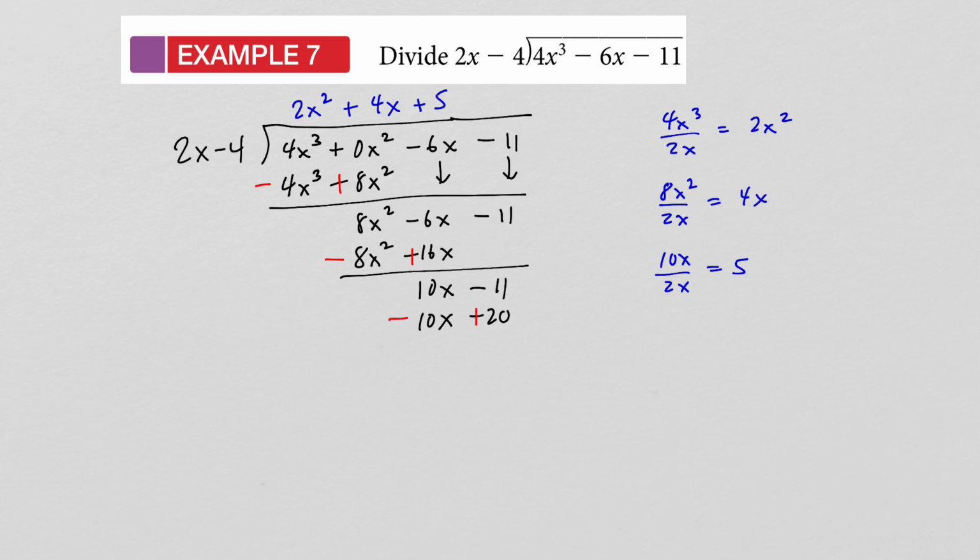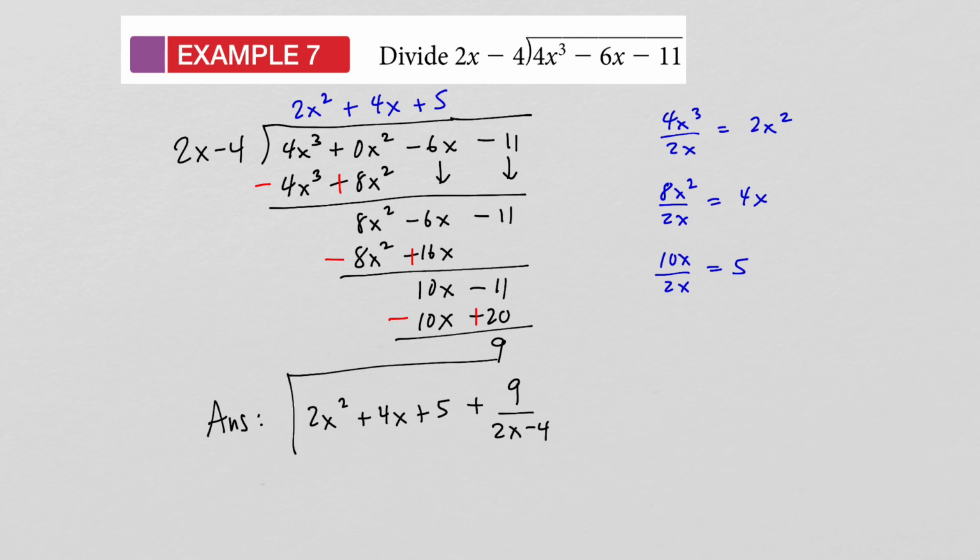Subtract, subtract. Combine, we get 9. And so the answer here is 2x squared plus 4x plus 5 plus the remainder, which is 9, over the divisor, which is 2x minus 4.